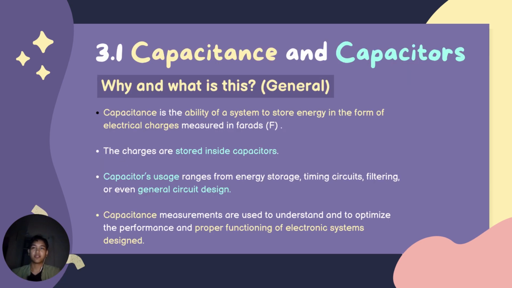Capacitance and capacitors. Why and what is it? Capacitance is the ability of a system to store energy in the form of charges, measured in farads, F. The charges are stored inside capacitors. Capacitors in general, the usage ranges from energy storage, timing circuits, filtering, or even general circuit design. Capacitance measurements are used to understand and optimize the performance and proper functioning of electronic systems.